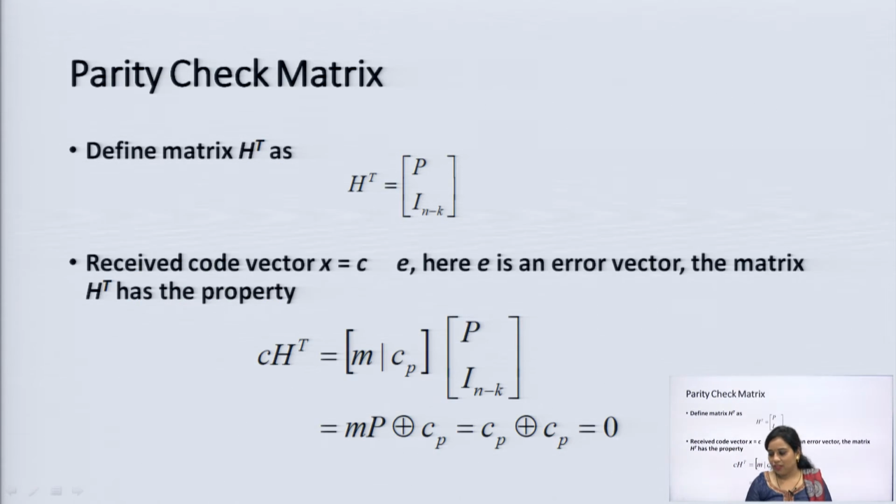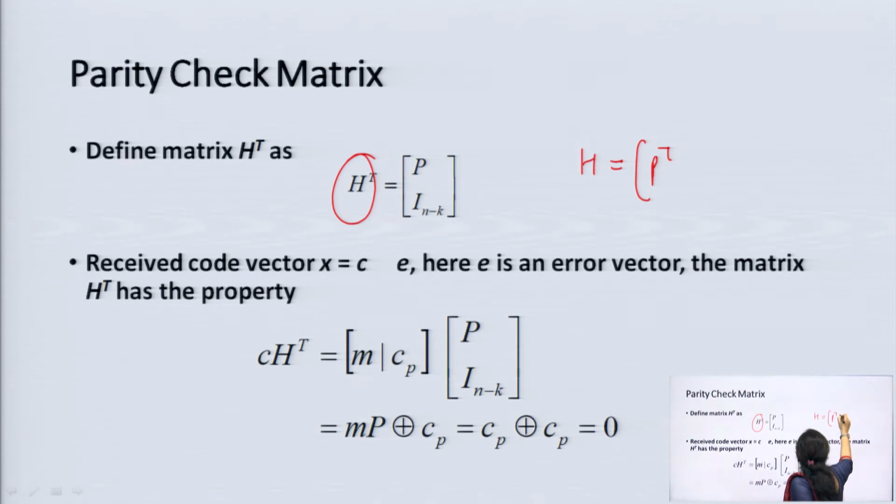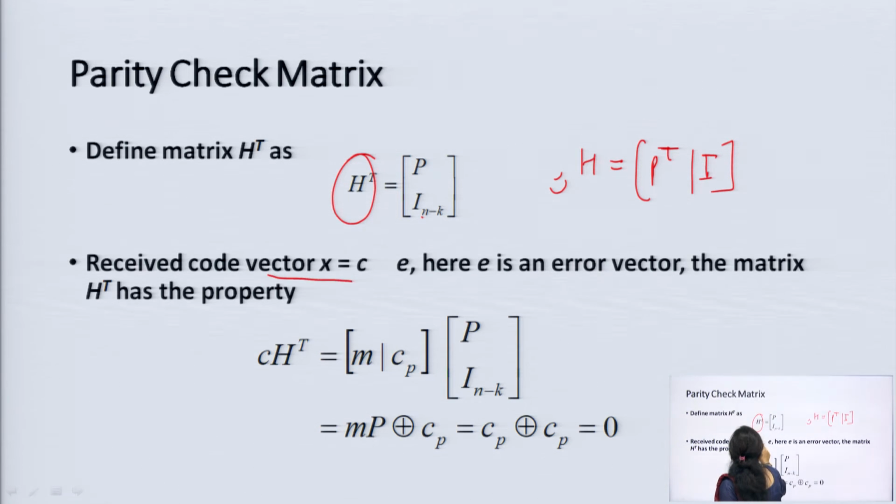Now, next is the parity check matrix. How will this parity check matrix be generated? The transpose of this matrix is written over here, which is equivalent to P transpose by I. So, this is the H matrix, and this is the H transpose matrix, that is P, I and minus k. The received code vector x is equal to C plus E.